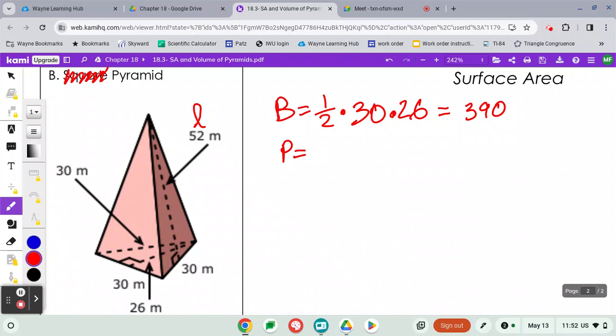That was for the area. We did 1/2 times 26 to 30. Perimeter just means length around the edge. Each side is 30, right? How many sides do we have? 3. So 30 times 3, which is 90.